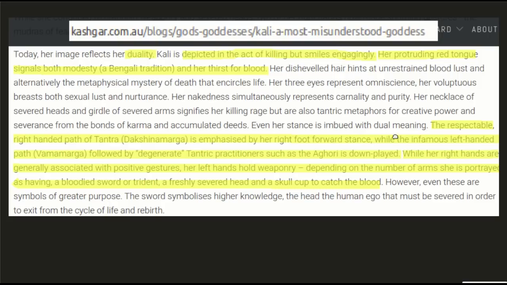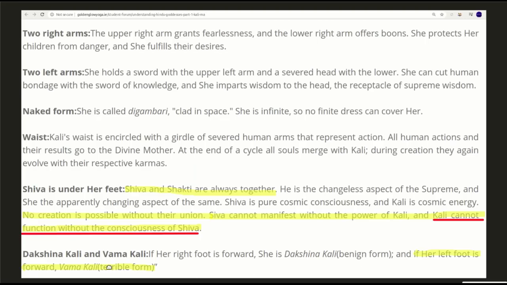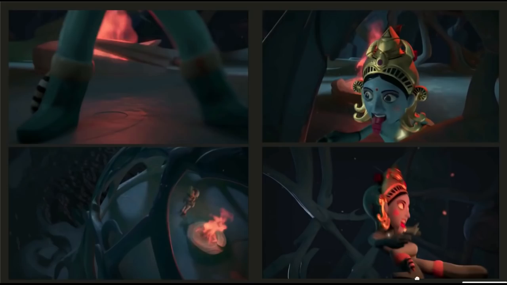So when they're trying to present her respectably in the nice way, they put her right foot forward. But look, when she is in her terrible form, she is left foot forward. If her left foot is forward, terrible form. So we're going to see her wrath when we see her left foot forward. The depiction we have of her here, she is about as left foot forward as you can possibly be. They have her entirely stretched out, right foot as far back as possible, left foot as far forward as possible.